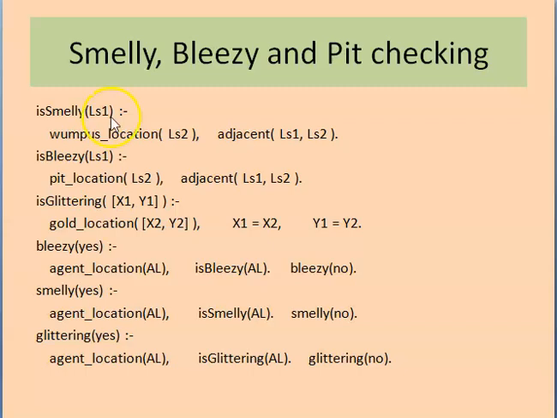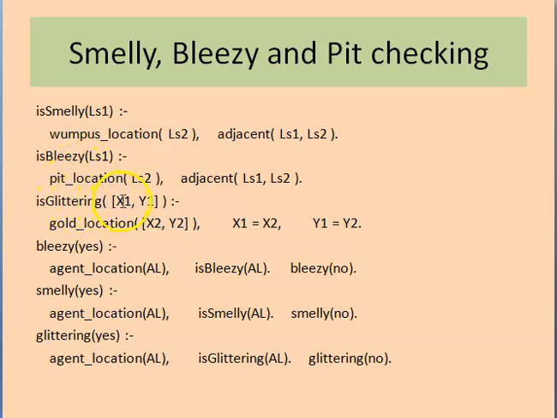Then we have to set the configuration for stench, which is smelly, breezy, and pit, to check whether a location is breezy, smelly, or has a pit. So for is smelly, we will pass the location here. Then the Wumpus location is ls2, and if the adjacent location of smelly is adjacent to the location of Wumpus, then we will return that is smelly is true. Then for is breezy also, if the pit location is adjacent to the breezy location, then we will say that it is true.